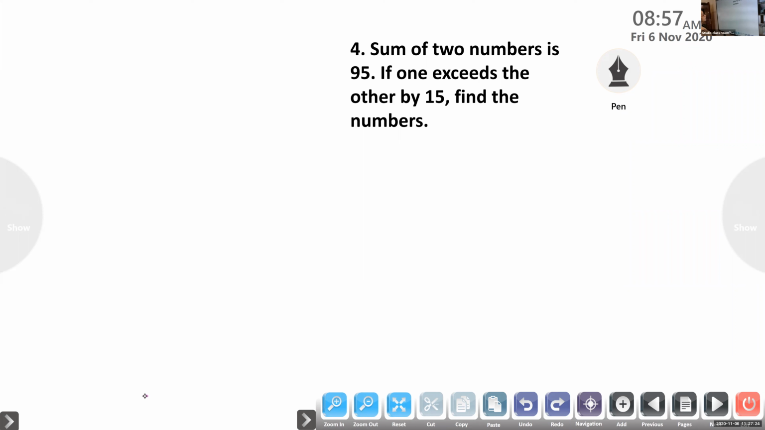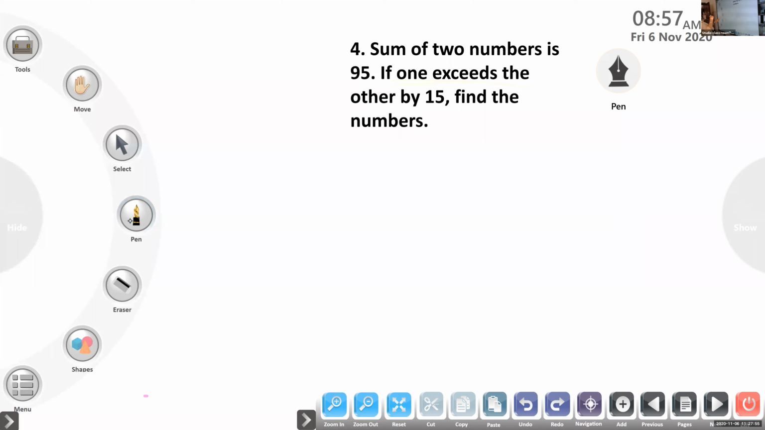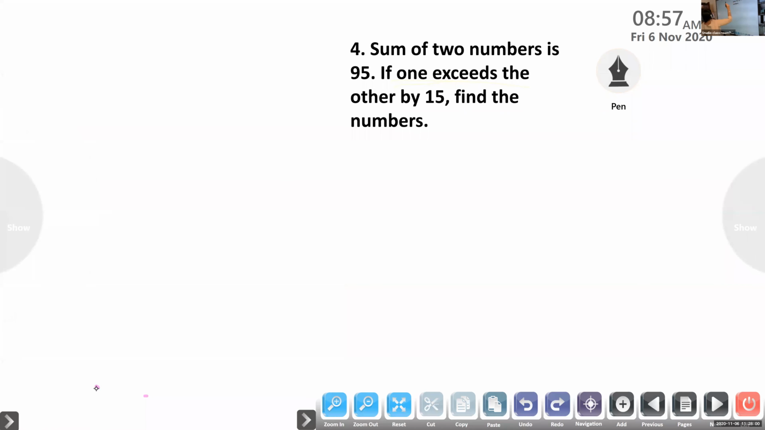Sum of two numbers is 95. In those two numbers, one will be larger, one will be smaller. Which one will we take as x? The two numbers are not equal, they are different numbers. We will take the smaller number as x, because it is given that one number exceeds the other by 15. So the larger number exceeds the smaller number by 15. Let the smaller number be x.